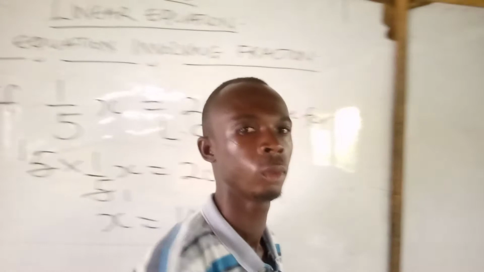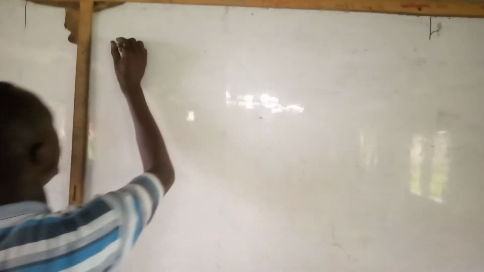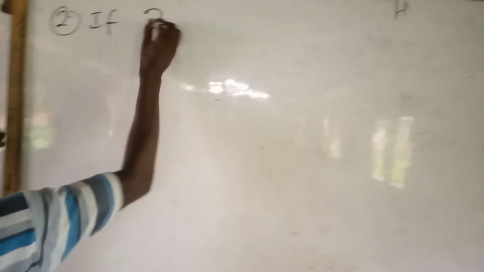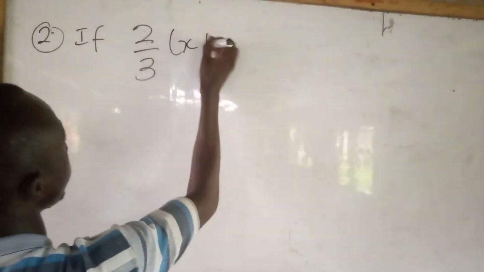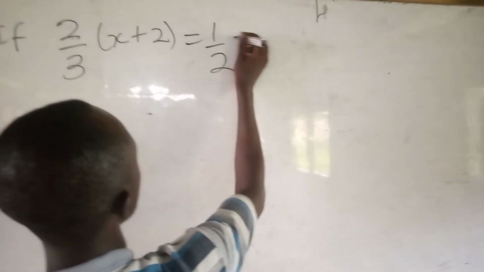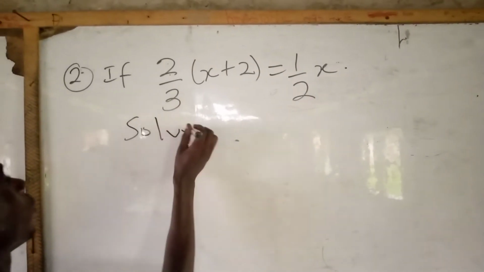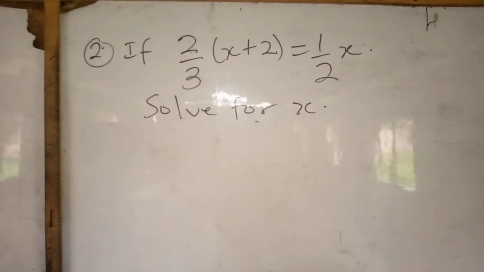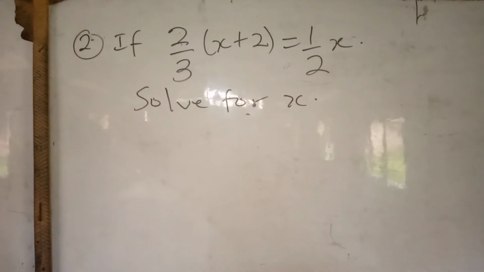Example 2. If 2 over 3 times (x plus 2) is equal to 1 over 2 x, solve for x.